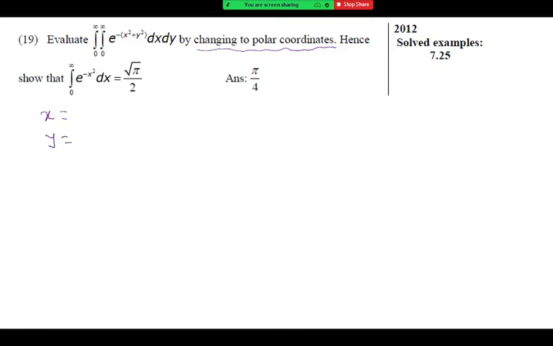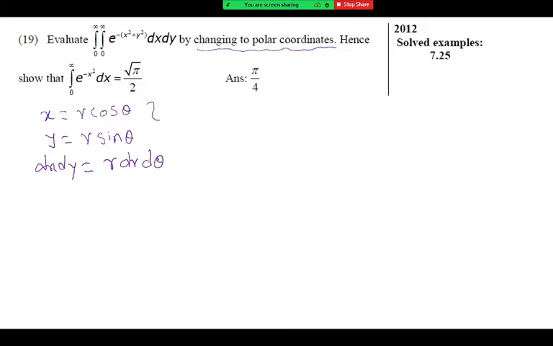What is x? x is r cos theta. That's a transformation, correct? And y is r sin theta. Not only this, you should remember the value of dx dy also. What is dx dy? r dr d theta, correct. So these three equations are most important that you should remember.